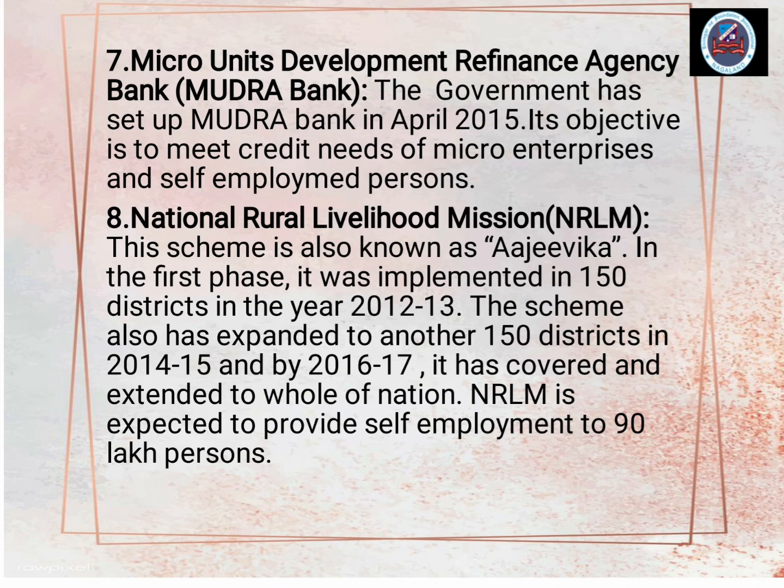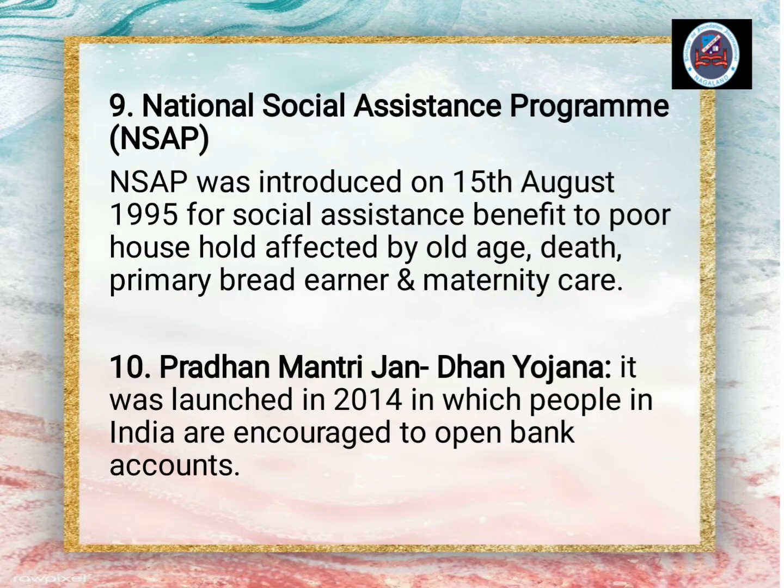National Rural Livelihood Mission, that is NRLM. The NRLM scheme is also known as Aajeevika. In the first phase, it was implemented in 150 districts in the year 2012-13. The scheme was also expanded to another 150 districts in 2014-15, and by 2016-17, it had covered and extended to the whole nation. NRLM is now expected to provide self-employment to 90 lakh persons.